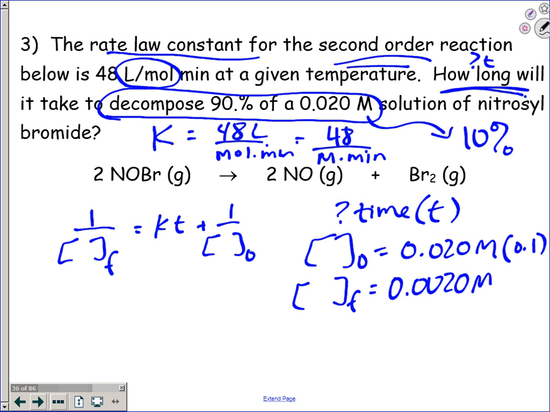Okay. This was the only part I thought maybe we'd have a little bit of trouble with, finding the final. Give me a thumbs up if you're picking up what I'm putting down, taking the 90%, swiping that, leaving you at 10%, multiplying the initial by 10% to see how much was left. Okay, plug.